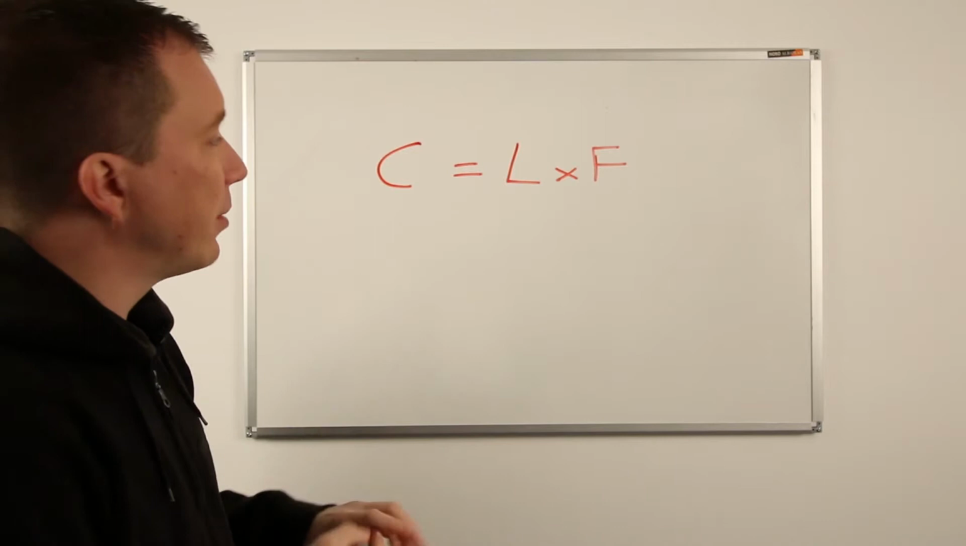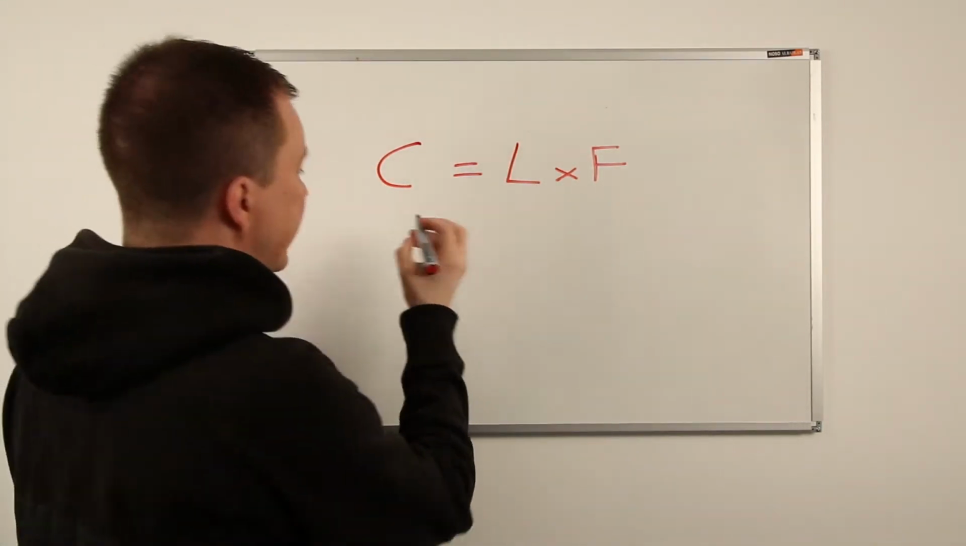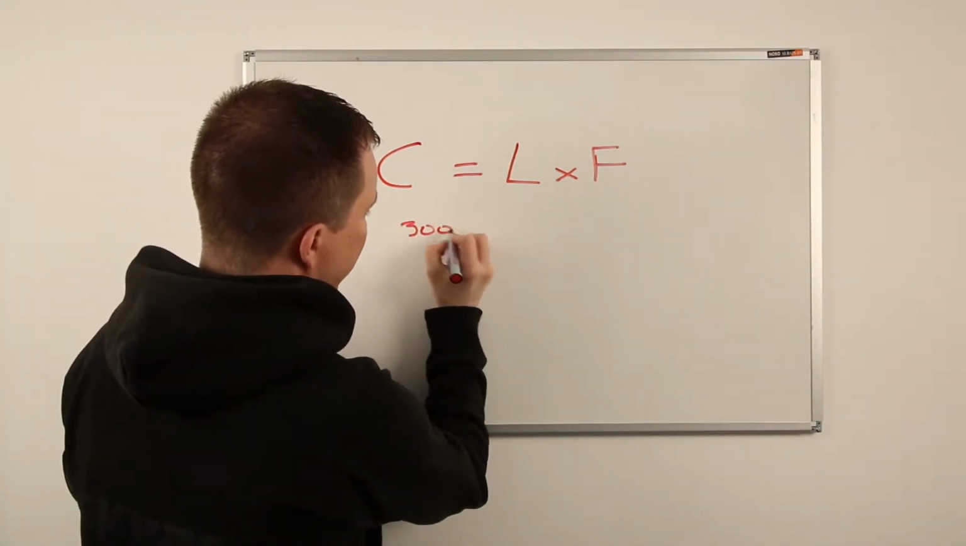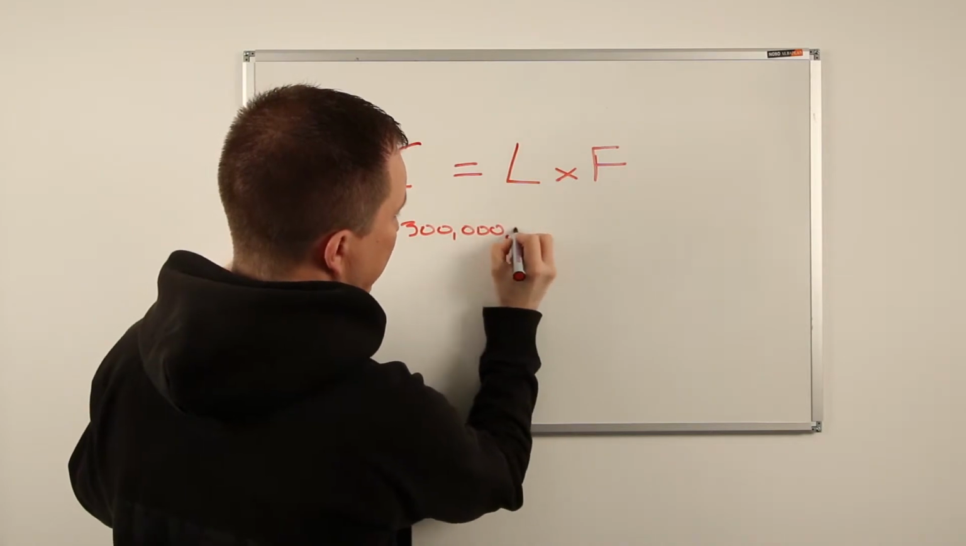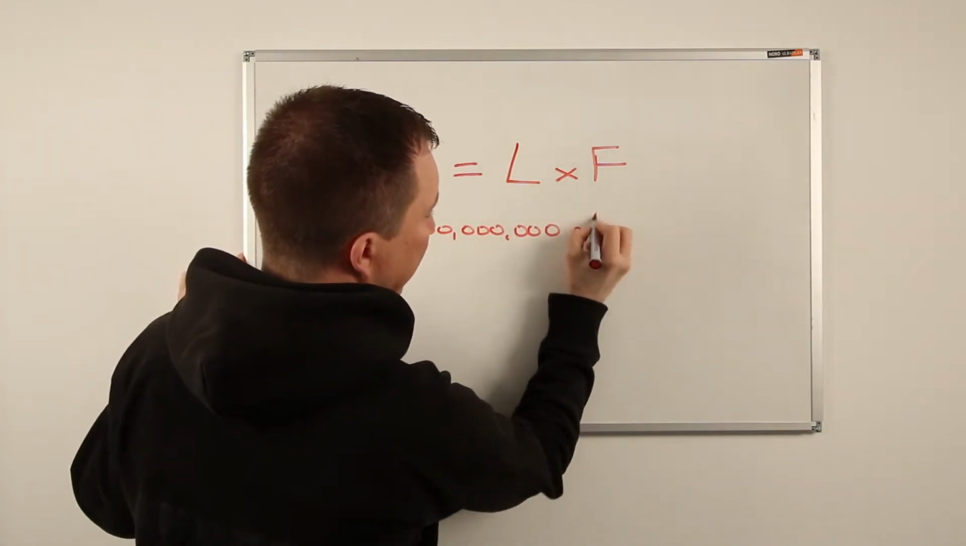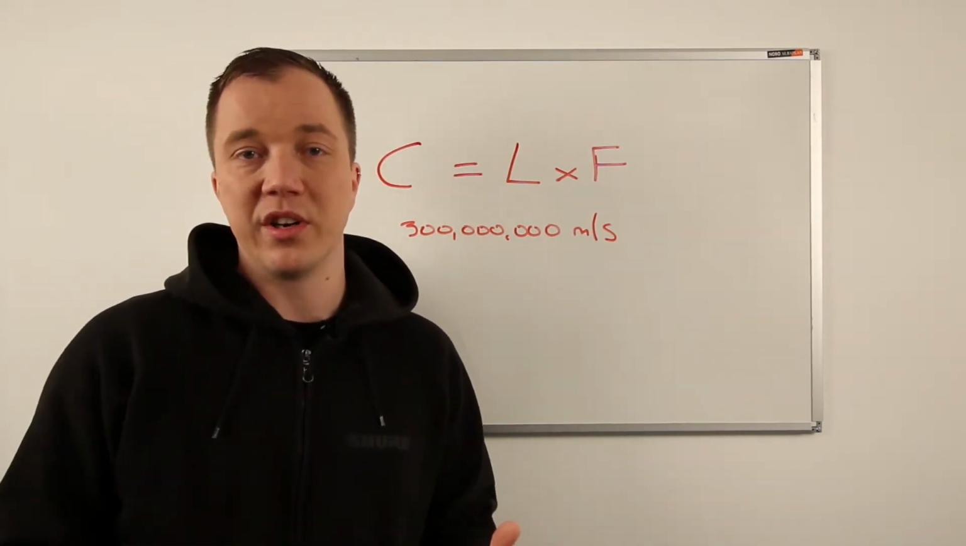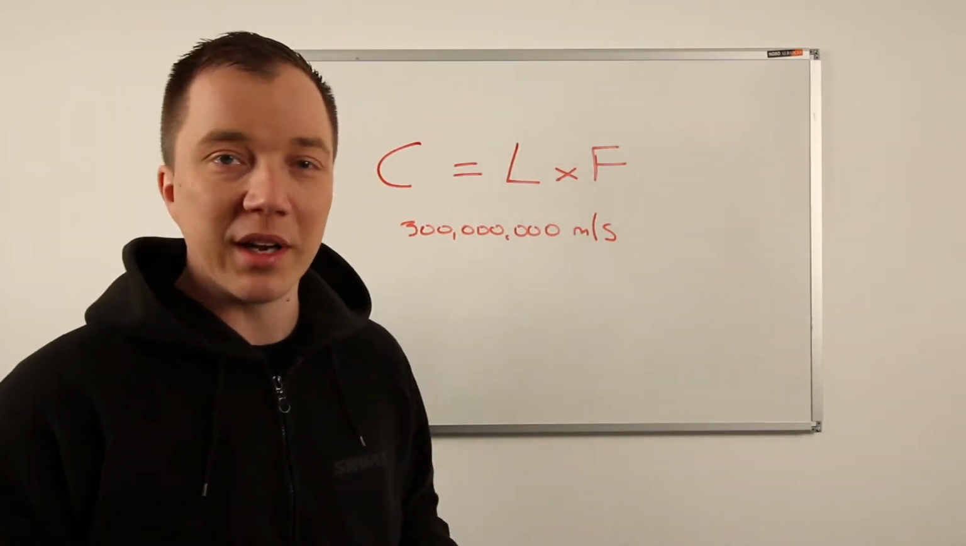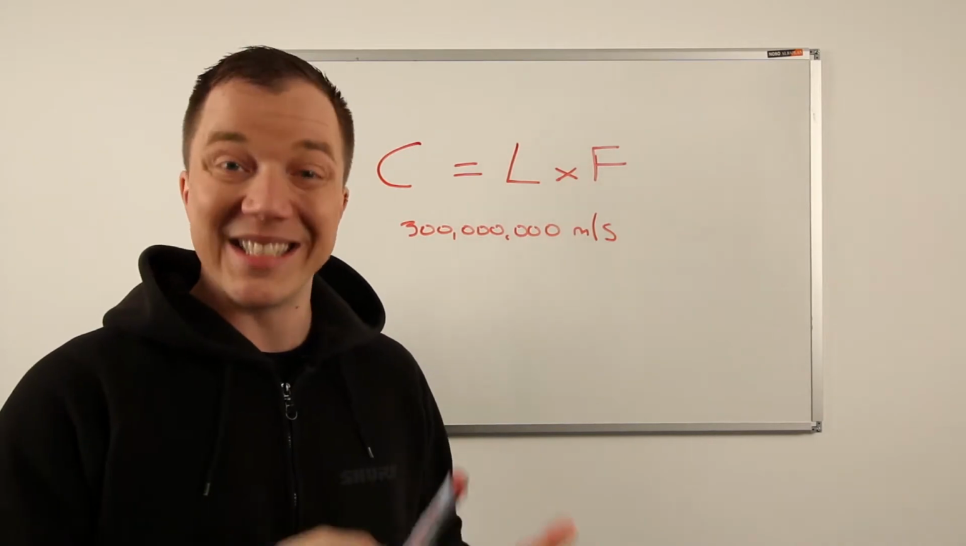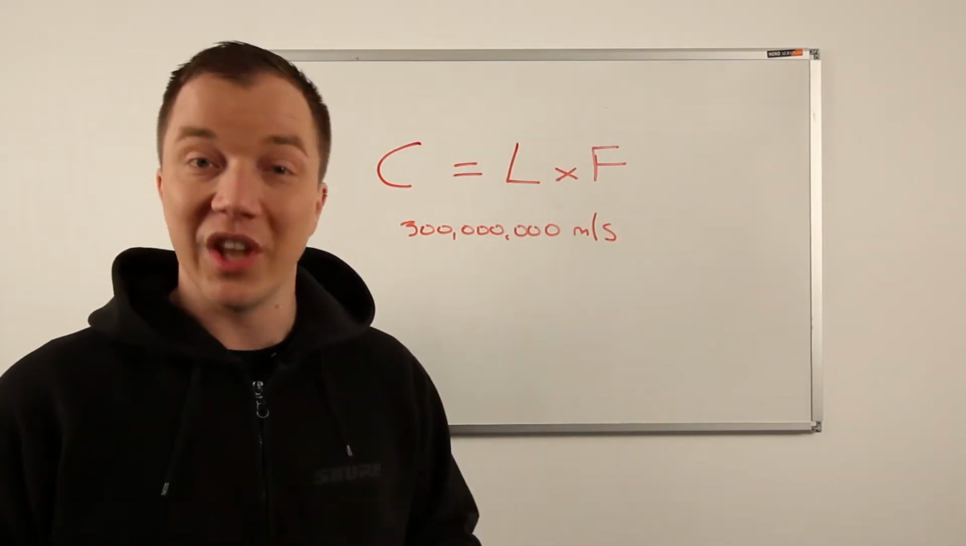So if we do a couple of calculations here, the speed of light, for reference, is 300 million meters per second. So one of the first things we really need to understand here is that when it comes to radio mics, we're not talking about the speed of sound, rather we're dealing with the speed of light.